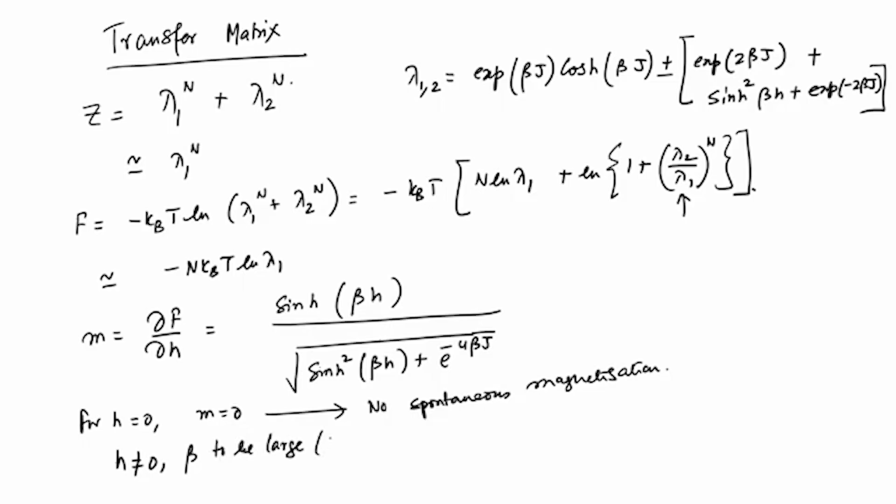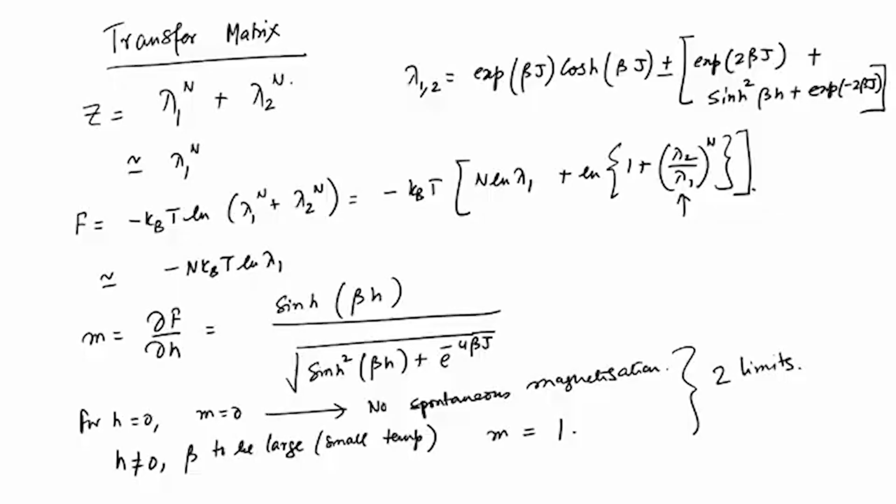which means small temperature, we have all of them pointing along the same direction. So, m actually tends to 1. Okay. So, these are the two limits that are of importance to us, and these limits have been obtained in some form earlier as well when we dealt with non-interacting spins, and now they seem to give you similar results.